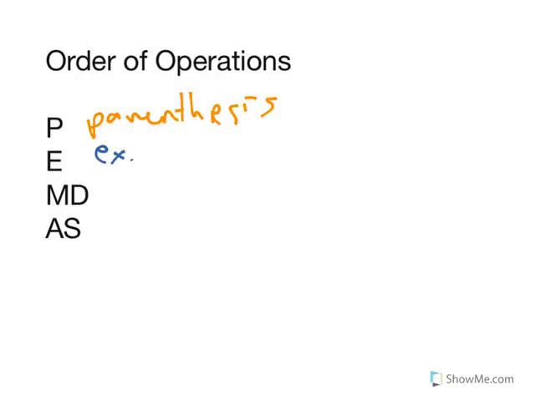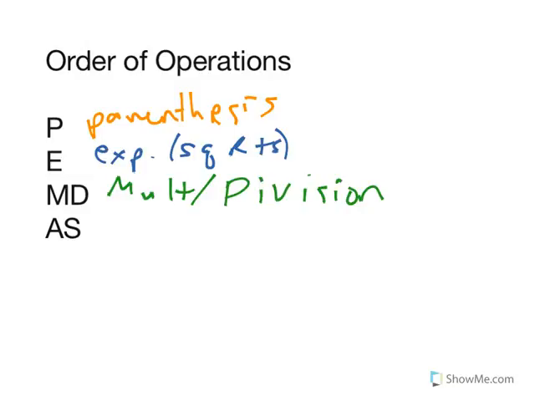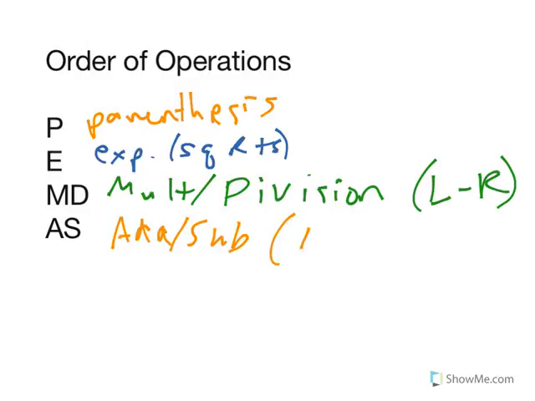E stands for exponents, which also includes square roots, third roots, fourth roots, any roots of any kind. MD is multiplying and division. We work that left to right. So when you look at a problem, it's like you're reading. If you see a multiplication or division problem first, you do that one before you do anything else in that problem. And then we end with adding and subtracting, and again, we do that left to right. So when you get to that step, you just do whichever one you see first.